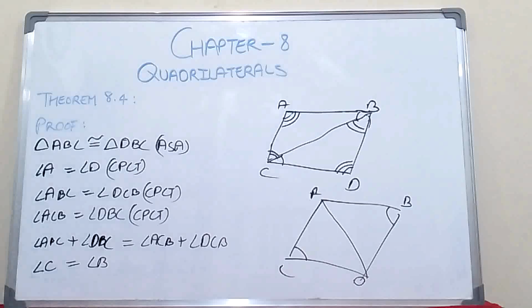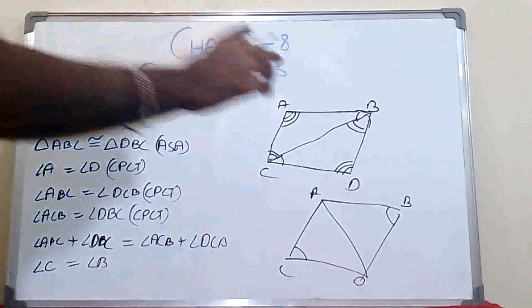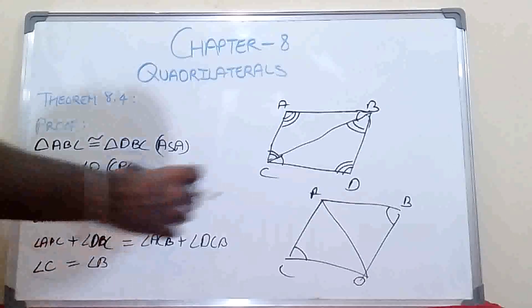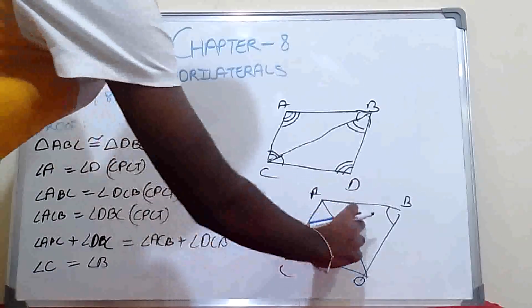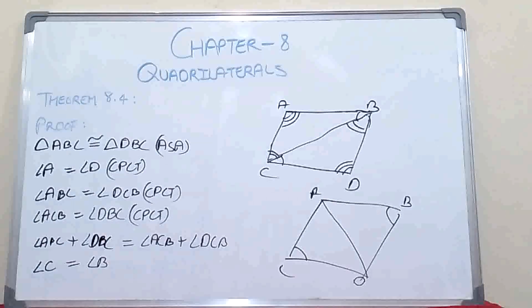Or what we can do, we can take the same quadrilateral but a different diagonal, and we can prove that these two triangles are equal, and we can prove that angle C is equal to angle B. Even that might be an easier method, whichever you can choose. So now let's see the next one.